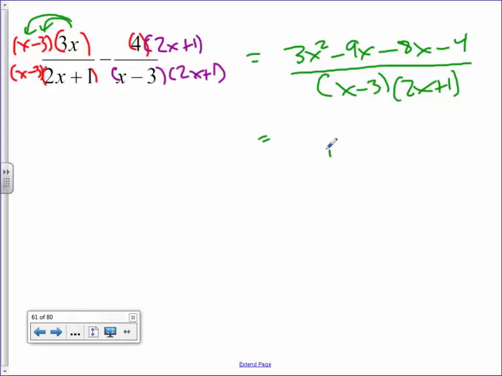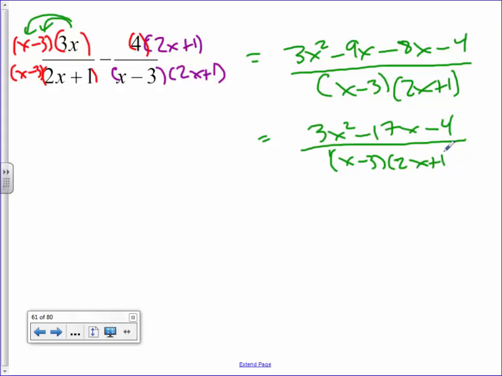Okay, on the top of the fraction, I have a 4-term thing that can really be a 3-term thing if I just combine the like terms. If I combine like terms, you get 3x squared, you get minus 17x, you get minus 4. And on the bottom, I still don't see any point in actually foiling it out. We could, but it doesn't really help. We're going to attempt to factor the top.